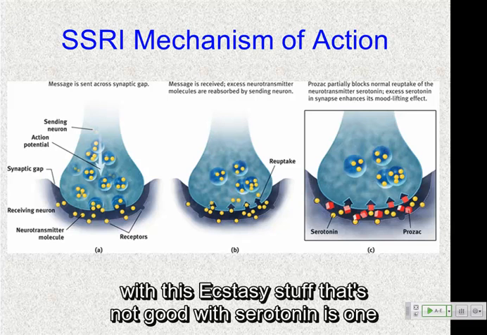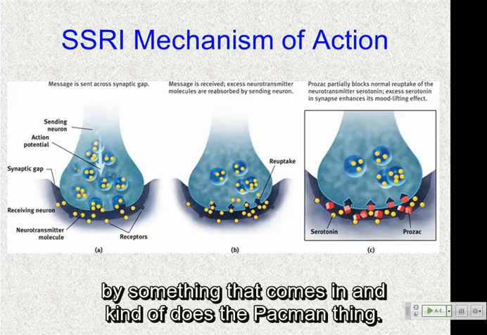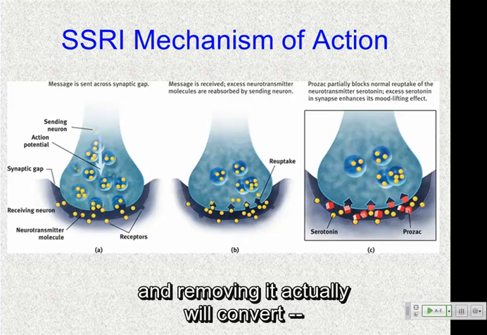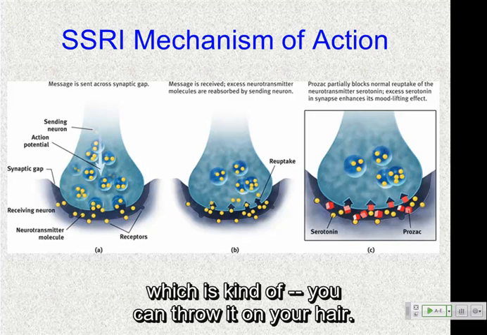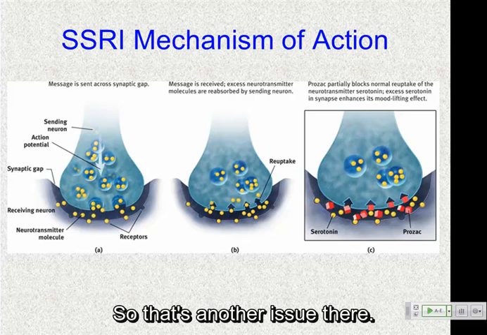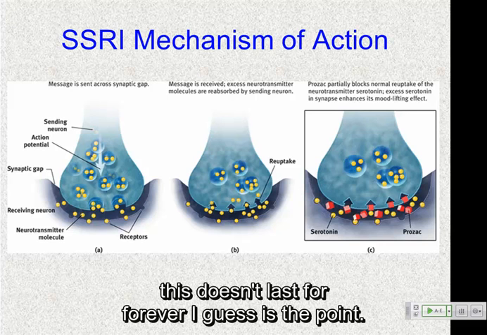And the second part of that with this ecstasy stuff that's not good with serotonin is one of the other things that goes on is the metabolizing of serotonin by something that comes in and kind of does the Pac-Man thing. And one of those transporters that does that breaking down and removing it actually can convert this, if you overdo it, into hydrogen peroxide in your brain, which is kind of, you could throw it on your hair. I don't know if you want to throw it around in your brain. So that's another issue there. But yeah, this doesn't last forever, I guess is the point.